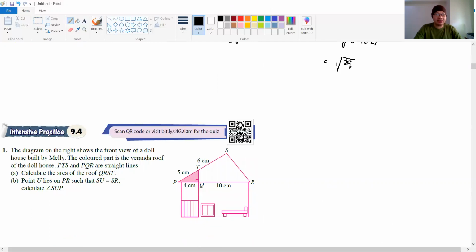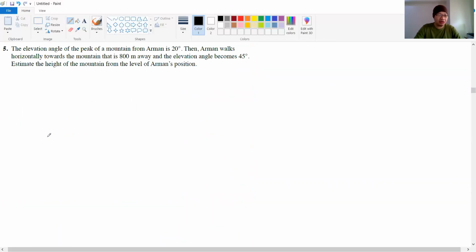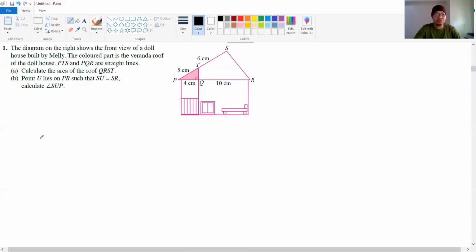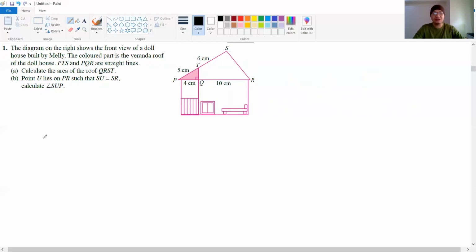So now intensive practice 9.4, the last exercise of this chapter. So how many questions here? We got 5. So I will try to do maybe 3 or 4 questions. Okay, so the rest I leave it to you. So 9.4, number 1.